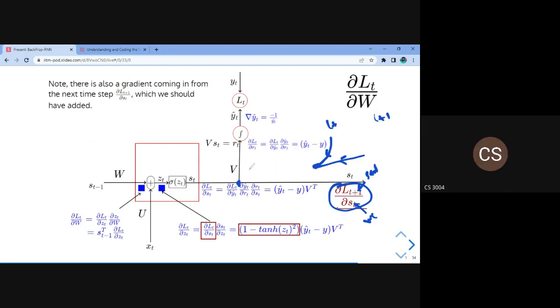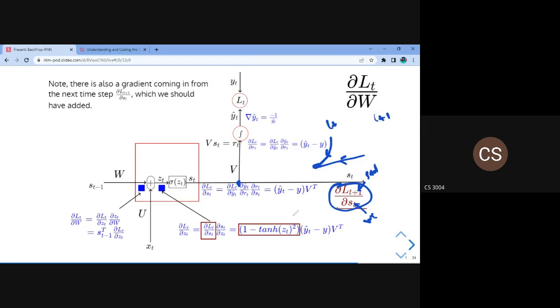No. I didn't display the gradient for this L t plus 1 here. Maybe I share this slide, you go through it. Tomorrow I show you the code. Maybe that makes sense why I am adding this term here.